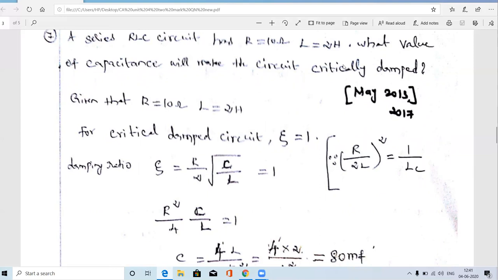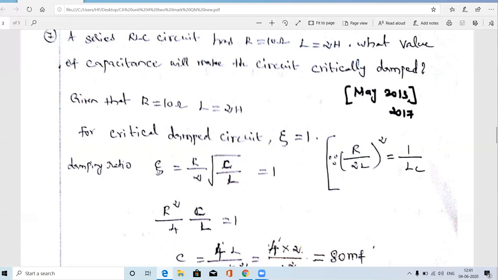For the circuit to be critically damped, it should satisfy the condition (R by 2L) the whole squared equal to 1 divided by LC. This is the condition for critical damping. Another thing is that for a critically damped circuit, eta, the damping ratio, should be equal to 1. Either this condition or this condition, we may use any one. So the damping ratio equals 1.